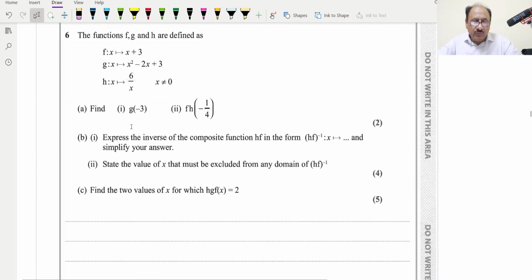Now we can move to question number 6, a functions question. Basically the functions f, g and h are defined as these are the definitions, x is not equal to 0.